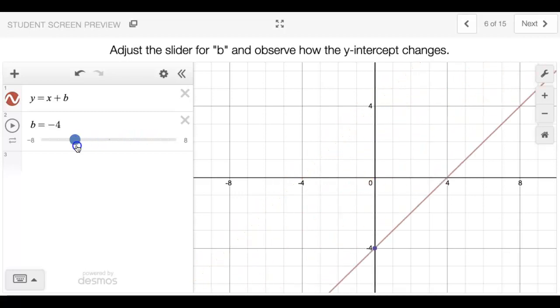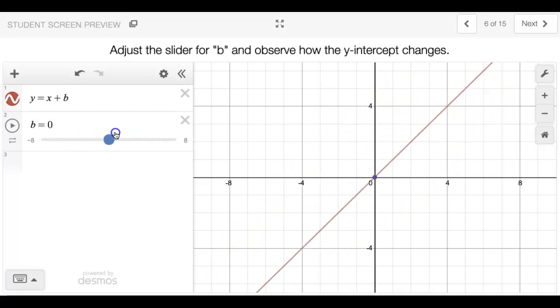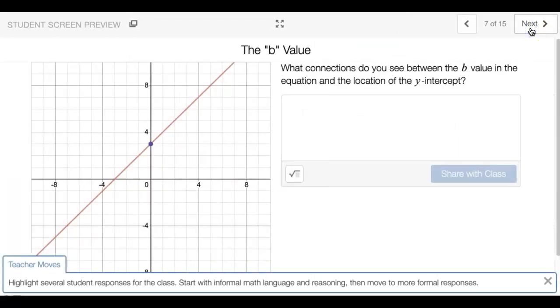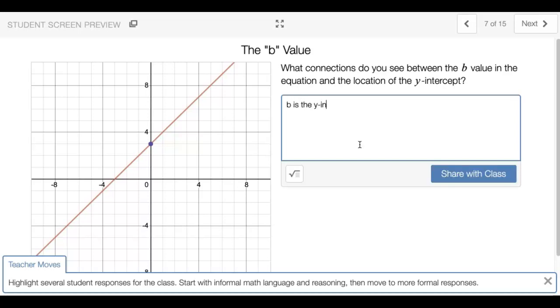So look at what's happening here. b is the y-intercept. You can see that b is the y-intercept. What connections do you see between the b value in the equation and the location of the y-intercept? I would say b is the y-intercept.